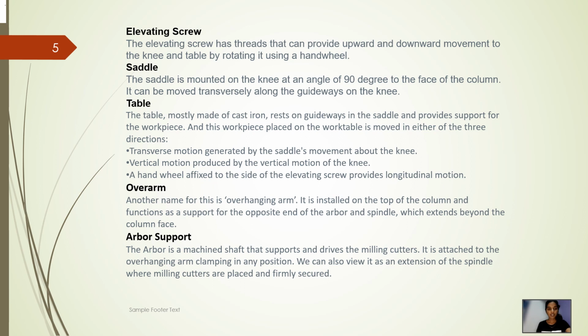Overarm. Another name for this is overhanging arm. It is installed on the top of the column and functions as a support for the opposite end of the arbor and spindle, which extends beyond the column face. Arbor support. The arbor is a machine shaft that supports and drives the milling cutters. It is attached to the overhanging arm, clamping in any position. We can also view it as an extension of the spindle where milling cutters are placed and firmly secured.